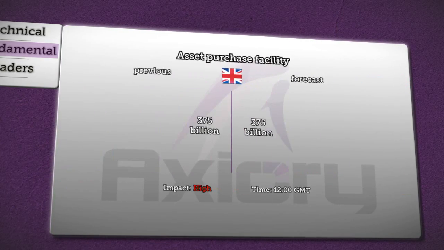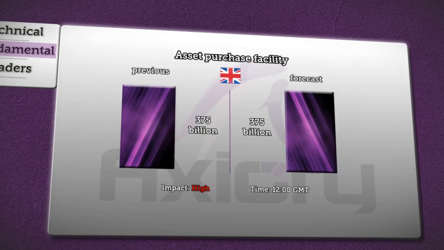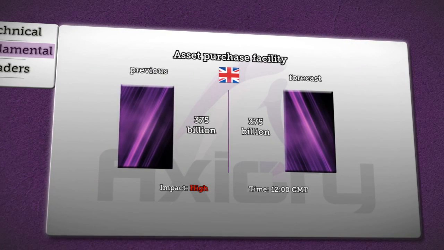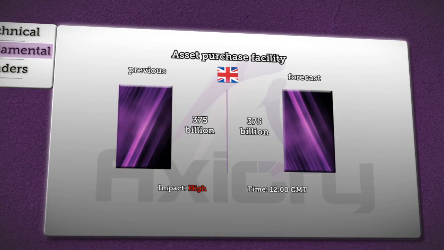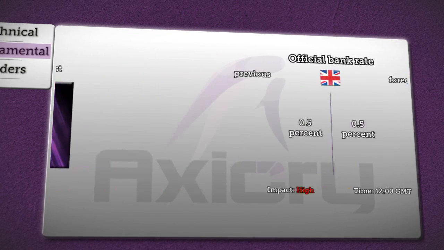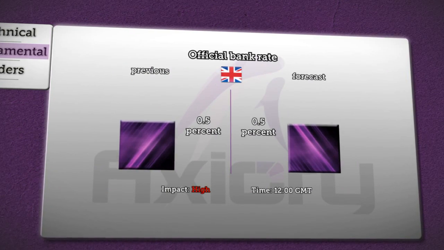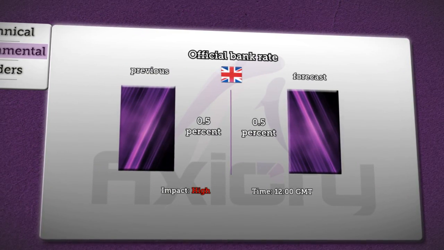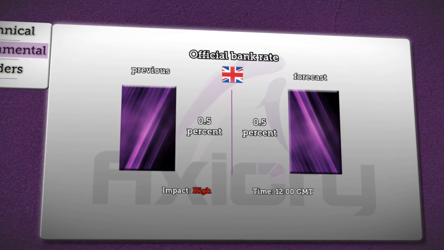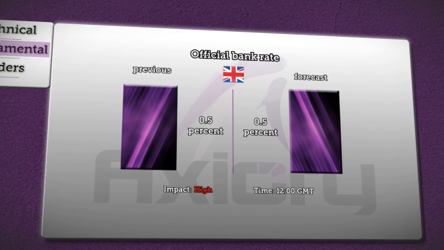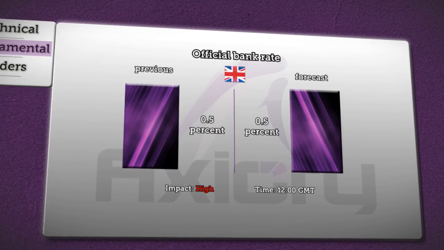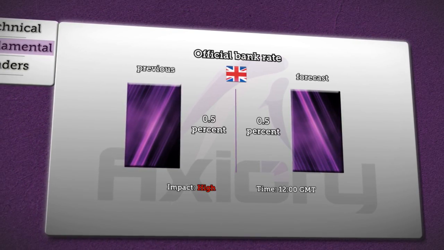At 12 a.m. GMT, UK asset purchase facility will be released, which is expected to remain at £375 billion, and after that, also Bank of England is going to publish figures about official bank rate, which was at 0.50% last month. Analysts are expecting it will remain at current level of 0.50%.